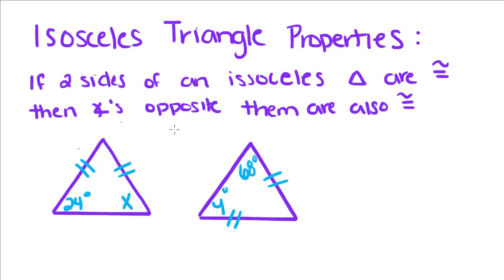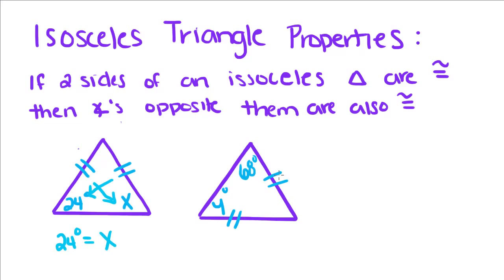So this side is congruent to this side of this triangle. So that means that the angle across from this side and the angle across from this side are equal. So if this angle equals 24, that must mean that x also equals 24.